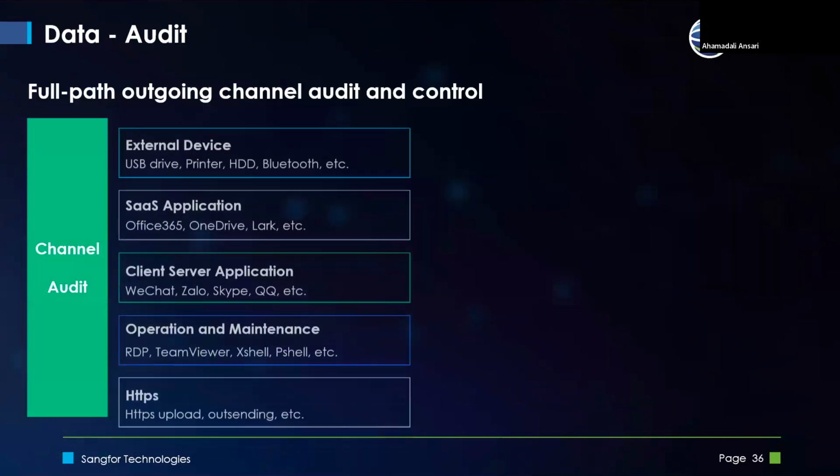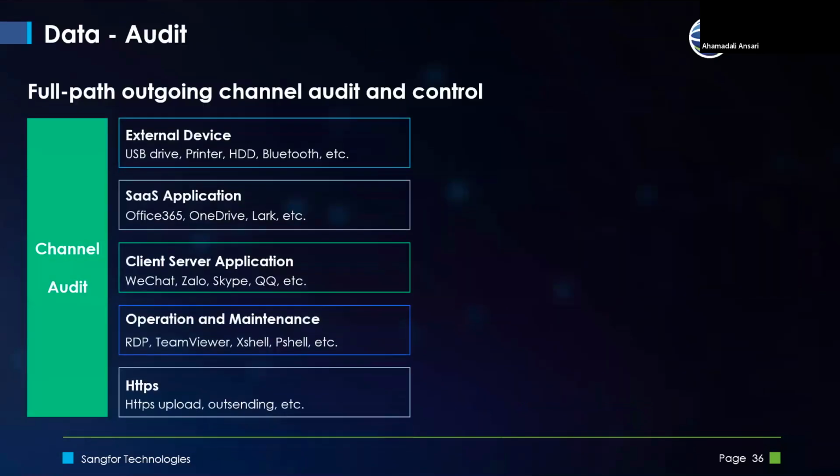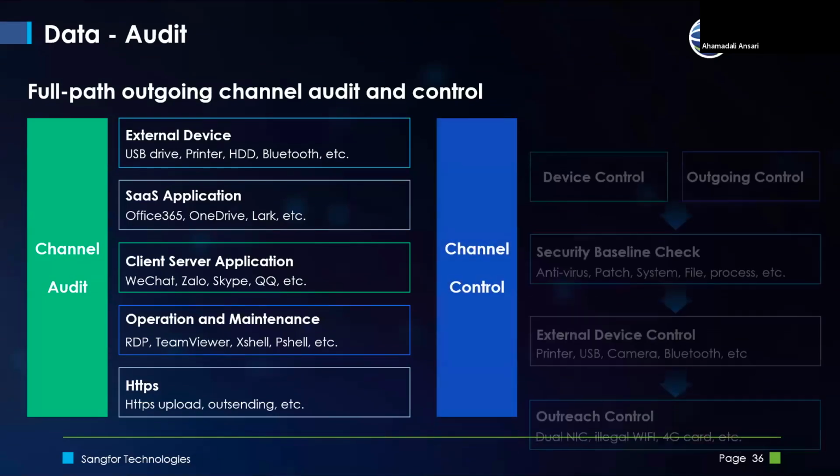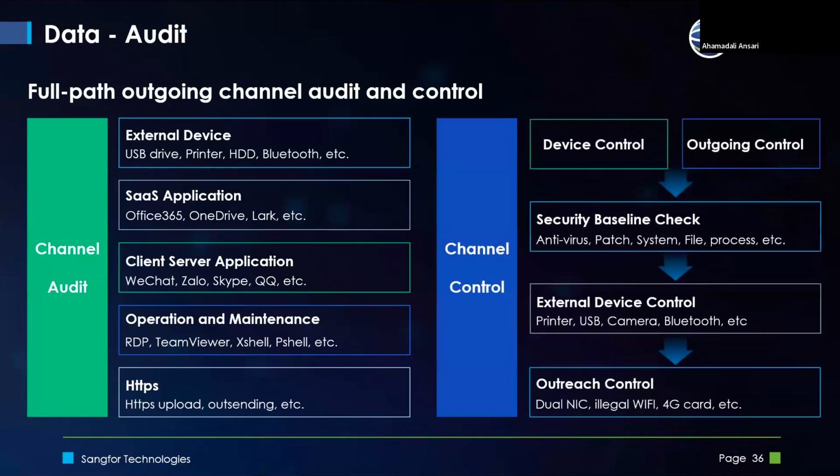With this, we also cover all the data audits of the outgoing channels, whether it is USB, print, SDD, Bluetooth, all the SaaS applications, client-server applications, operating system maintenance, and then the channel control in terms of device and outgoing, the baseline check, the external device control or outreach control can also be covered. So once you install the ingress client, you can achieve all of these features.